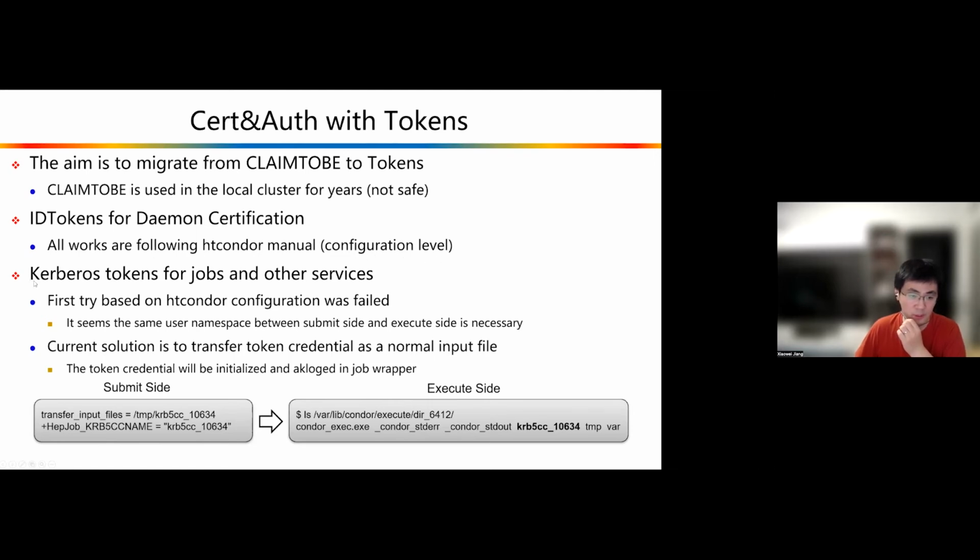But for the Kerberos tokens, we met some problems. In the beginning, we tried to just do the HTCondor configuration to deploy the Kerberos tokens, but it failed. It seems the same user namespace between the submit side and the execute side is necessary. So if there's no same user namespace on the two sides, the shadow will fail to be created. So now our current solution is to transfer the token credential as a normal input file. We will use the job wrapper to initialize the token credential and run the eclog.